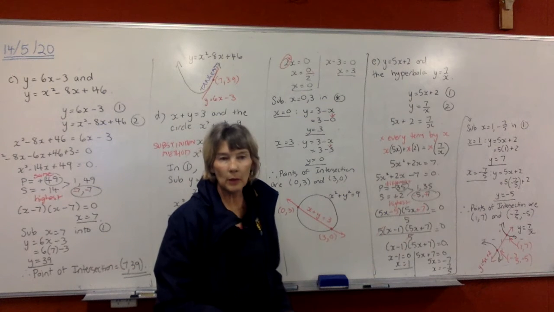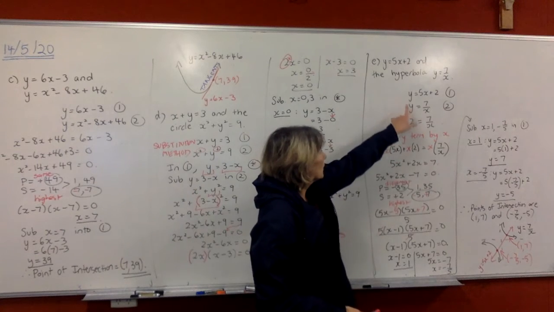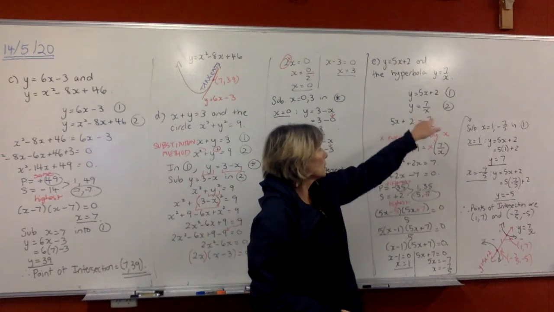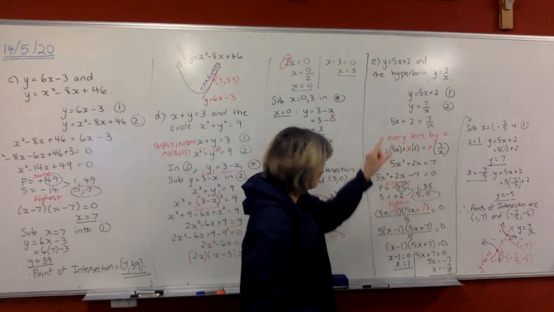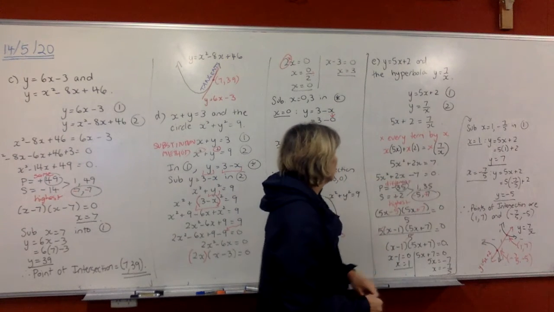Okay, the last one we're doing is y equals 5x plus 2 and the hyperbola y equals 7 over x. We're going to be doing hyperbolas later in the year. Alright, so put the two equations down one above the other, equation 1 and equation 2. In this one, because they're both equal to y, you can make them equal to each other.